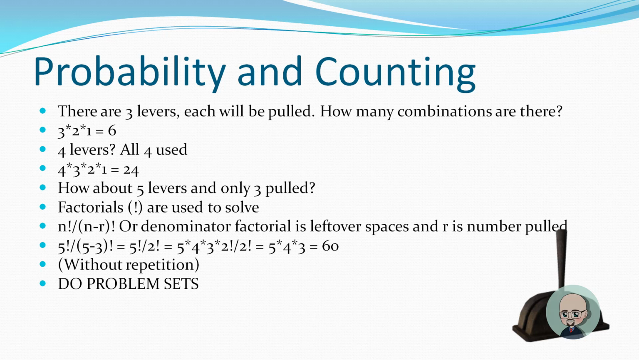That's without repetition. Now, the best way to practice this is by doing problem sets. Usually on the exam, they'll have something closer to the first 2 problems. If there's 3 levers, each one's pulled, how many combinations? So you have to know, okay, 3 times 2 times 1. That's a basic factorial. 4 levers, 4 times 3 times 2 times 1. 5 levers, 5 times 4 times 3 times 2 times 1. 5 levers and only 3 are pulled. That's where the factorial and factorial division comes into play. And you might want to rewatch that portion of the video.